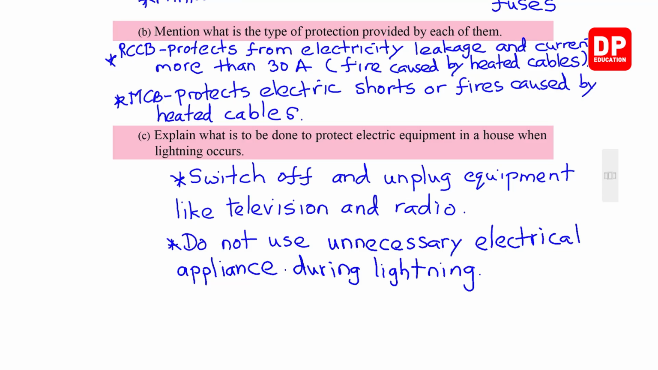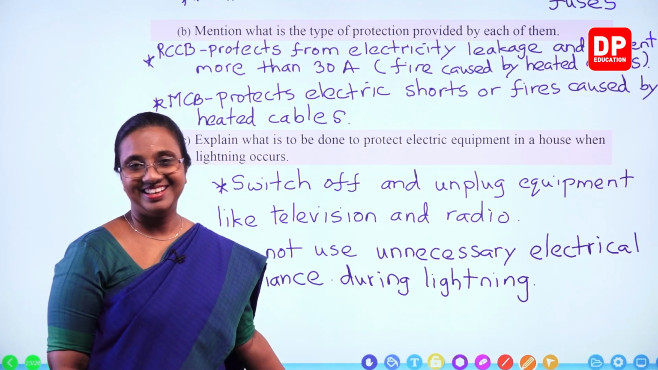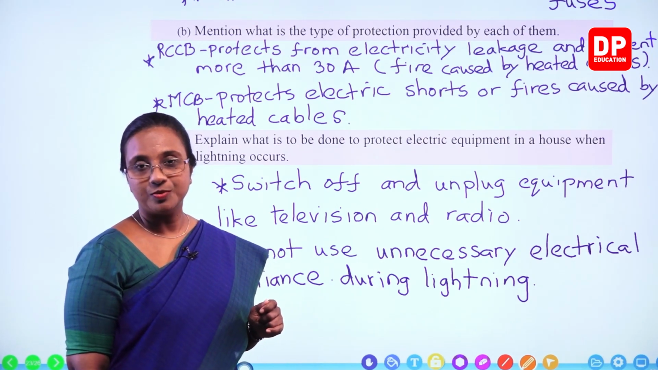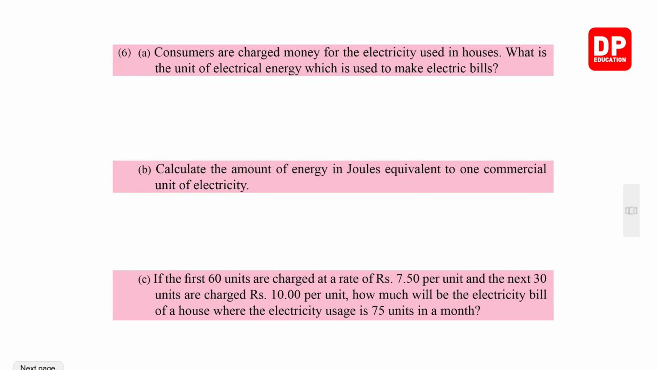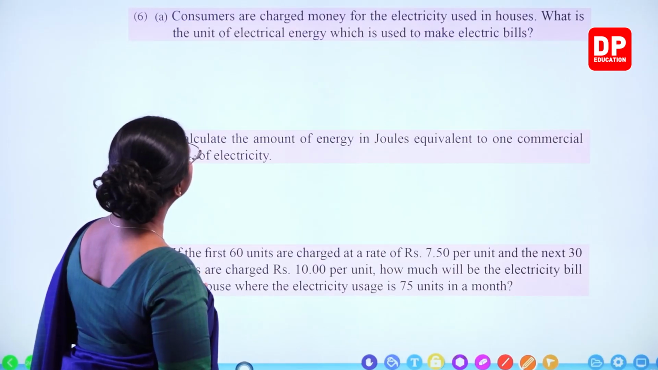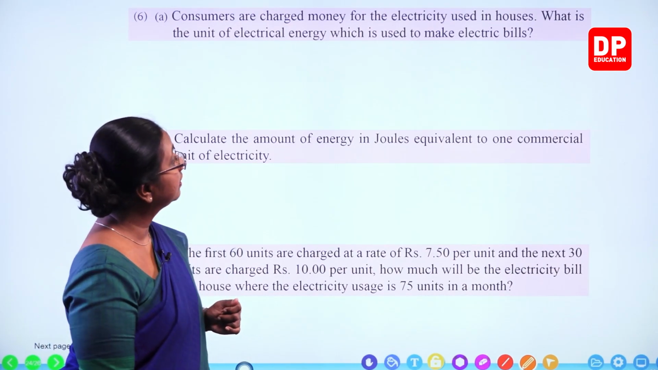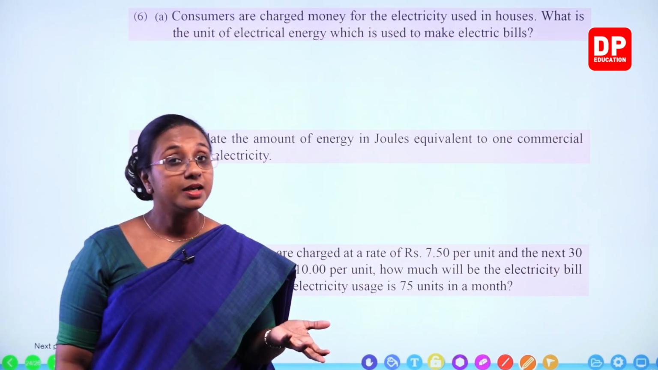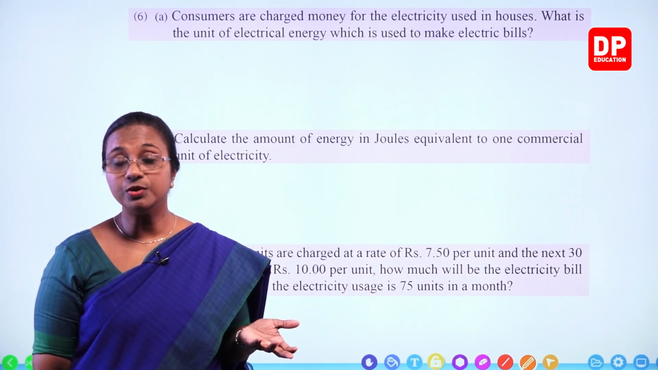Is that clear, students? So I'm sure you would have answered them correctly. So with that, I'm going to move on to the next slide. Question number 6. Consumers are charged money for the electricity used in houses. What is the unit of electrical energy which is used to make electric bills? Commercial units, 1 kilowatt hour is equal to 1 unit.